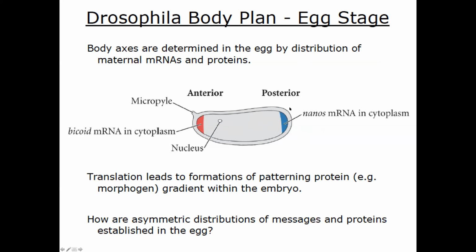Now, nanos mRNA is present in other places also, but its translation is inhibited because it's bound to proteins that inhibit its association with the ribosomes and inhibit its translation as a result. But only in the posterior compartment is nanos actively translated. It is present in association with OSCA, which will allow its translation also to be actively enforced.